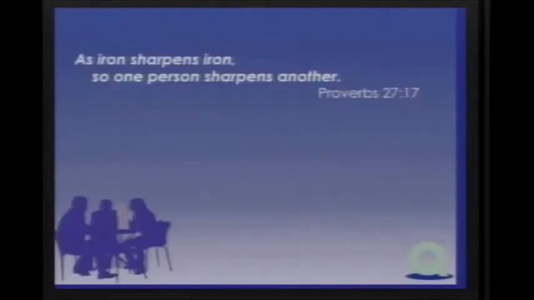A third thing is sharpening. Part of discipleship is sharpening. This is accountability. Here's the verse: "As iron sharpens iron, one person sharpens another." So the great thing is when you're in a group of people, you're going to get sharper. You're going to get sharpened because they're going to rub off on you. And hopefully you're going to hold each other accountable to different ways to do life, right?